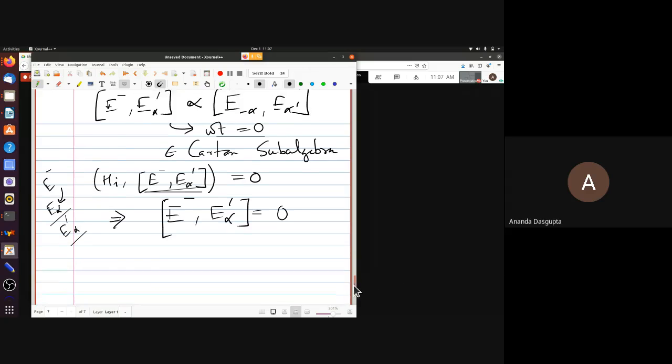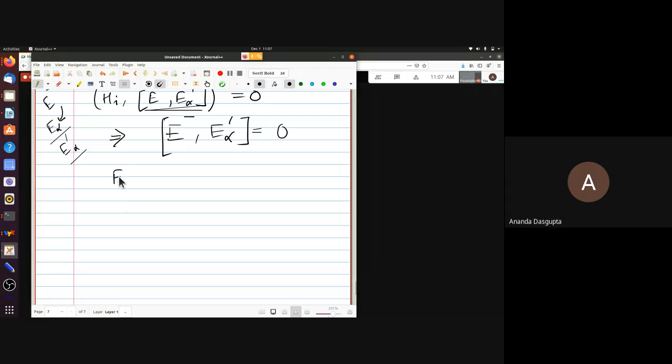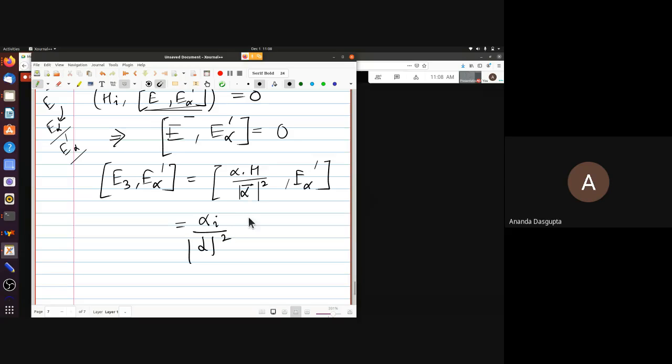That can always happen. But if you take this, remember E3 is alpha dot H by alpha mod square. Acting on E alpha prime. Okay, E prime alpha. Keep the name straight. So what is this going to give you? This is alpha I by alpha mod square, length squared, HI E prime alpha. What is HI E prime alpha?